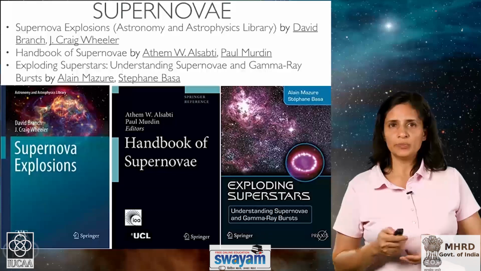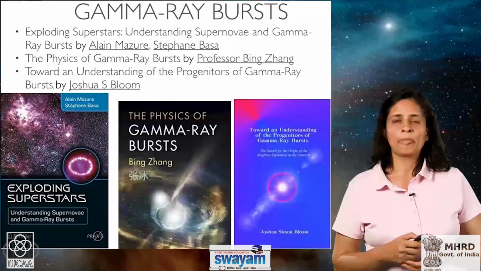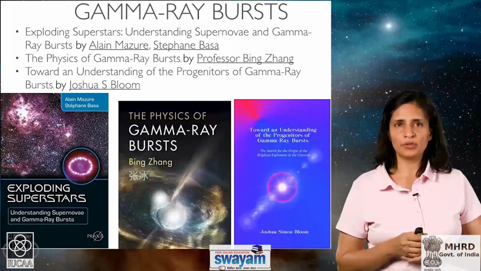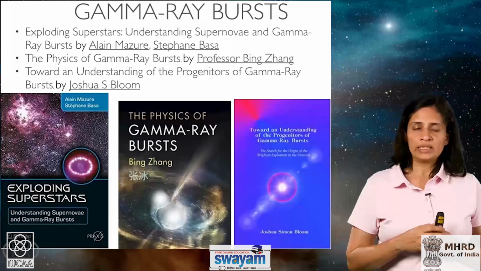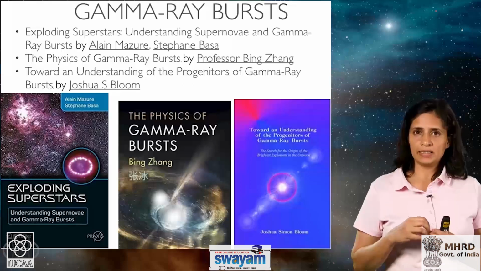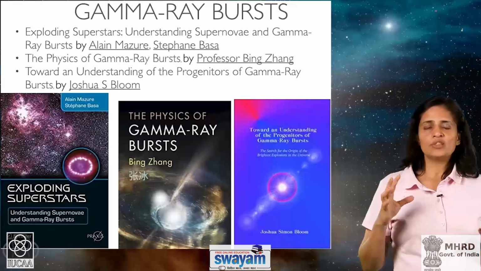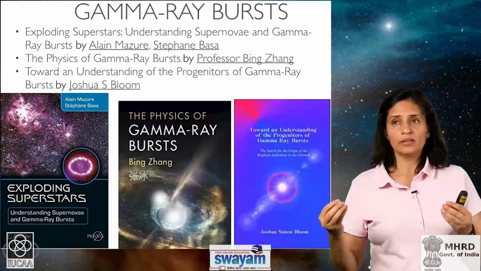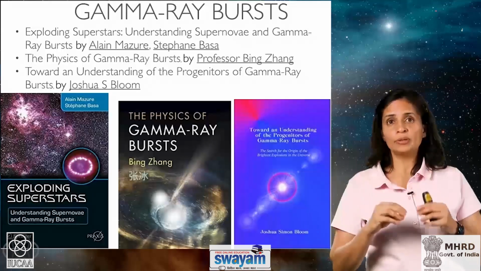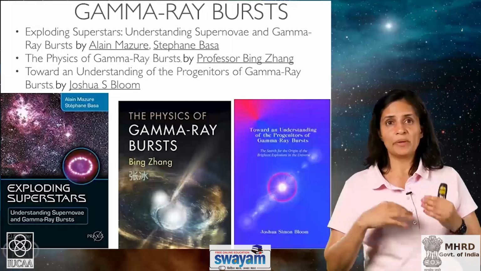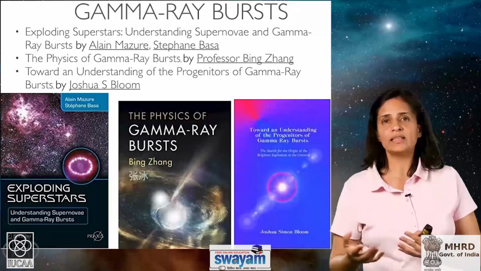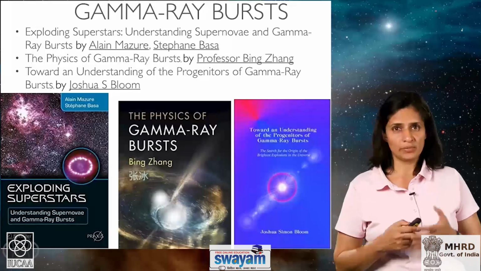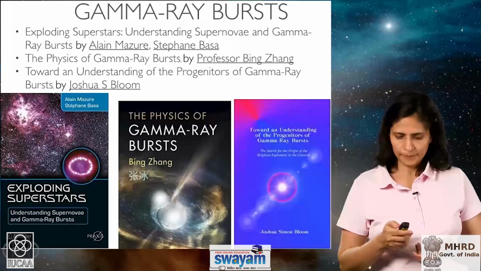Okay, so these are the three books, and then for gamma ray bursts, these are some of the books which you can read and get a deeper understanding. Right now there is no book on fast radio bursts and gravitational waves. At least on electromagnetic counterparts of gravitational waves, there are papers but no books, because these are very recent phenomena, but I am sure in a few years from now some nice books will be written on those.